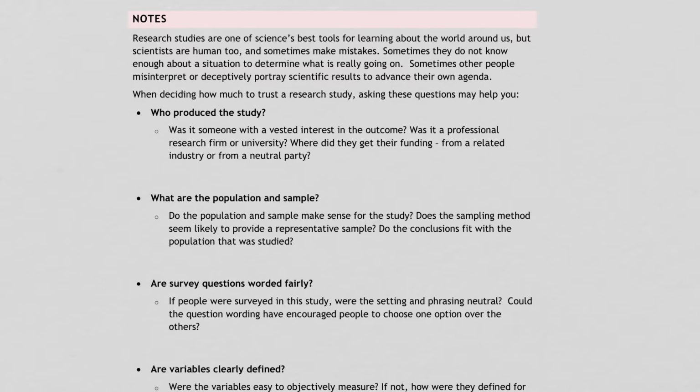Who produced the study? Was it someone with a vested interest in the outcome? Was it a professional research firm or university? Where did they get their funding from? Is it from a related industry or a neutral party? All these could impact the findings, or not necessarily the findings, but the way they're interpreted.